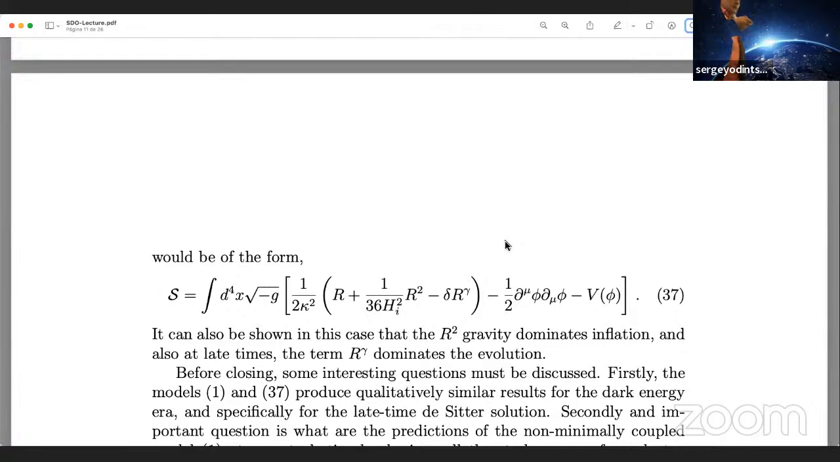Moreover, in a theory of that sort, we have excellent agreement with observational bounds, for example Planck for inflation. We also have the same accuracy as the usual lambda CDM model. We also have very good results when we compare theoretical predictions from such a model with observational bounds for the dark energy epoch. So there is no big difference.